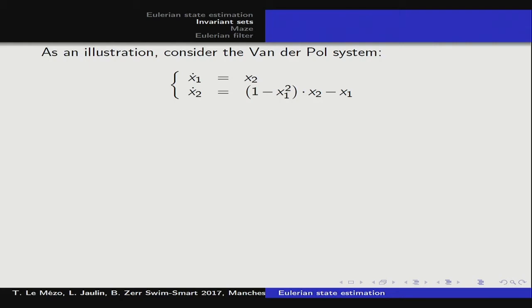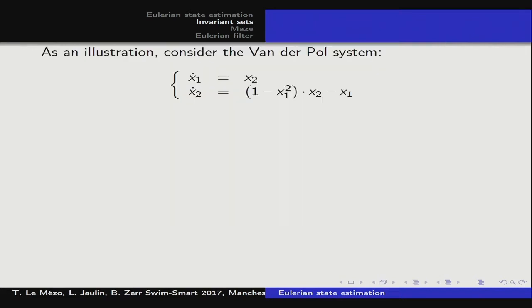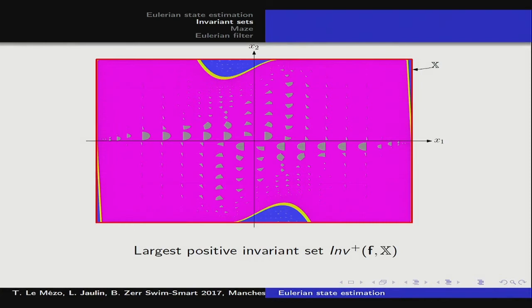What about, I will take an example, the Van der Pol system, which is a two-dimensional problem. And you can see here a geometrical representation of a vector field of this system. So we can see that if you are just above the figure, then you will go out of the box. So if I take this box as a set X, then here I have an approximation of the largest positive invariant set of this box X.